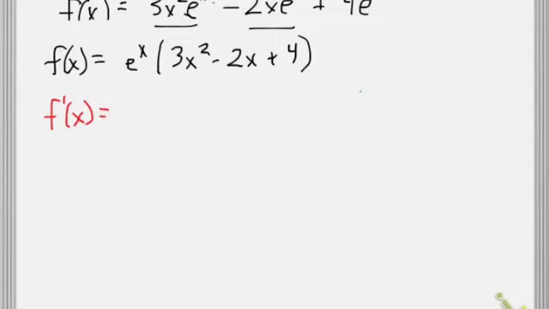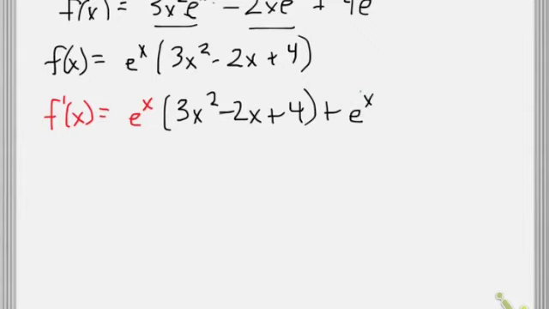Okay, so again, I'll stick here with the derivative being in red. So we have the derivative of the first function. Well, the derivative of e to the x is e to the x times the second function, which I'm calling the quadratic, plus the first function times the derivative of the second function. Now the derivative of this quadratic, you guys are getting good at these now, is going to be 6x minus 2.